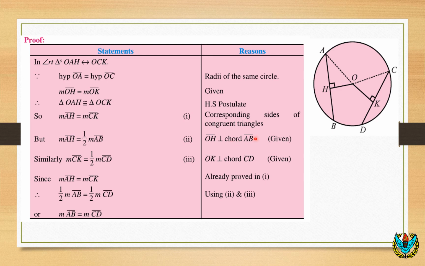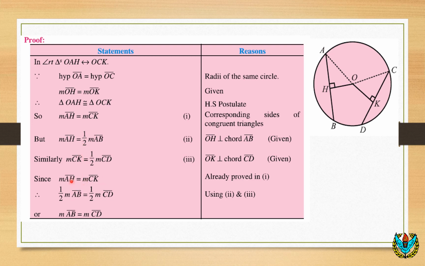OH is perpendicular to AB. Similarly, OK is perpendicular drawn to CD. A perpendicular from the center bisects the chord. AH is half of AB. CK is half of CD. If two halves are equal, means AH is equal to CK, we will use numbers 2 and 3. It means half of AB is equal to half of CD. AH is equal to CK, as we have proved here.